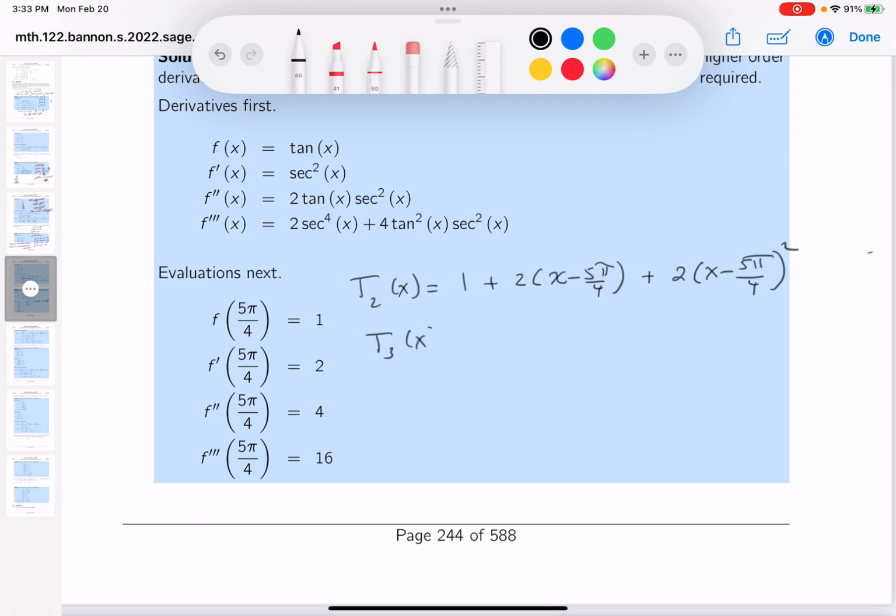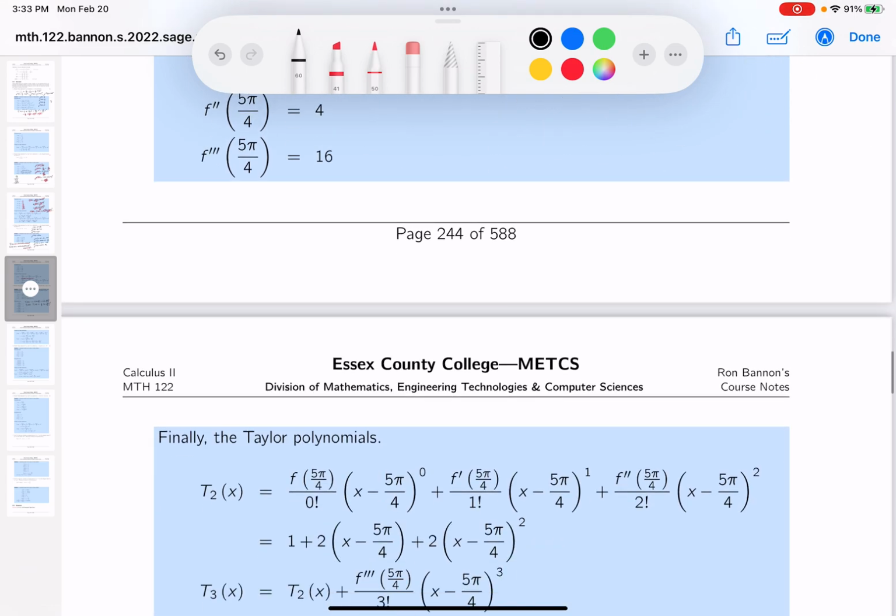T3. Just to save space, I'm going to write down T2, it's already written down, by the way. And next term is going to be what? It's going to be 16 divided by 3 factorial, which is 8/3, times x minus 5 pi over 4 cubed. Let's take a look, see how we did. All right, kind of looking around. Do I see this? Whoops, sorry about that. I didn't mean to do that.